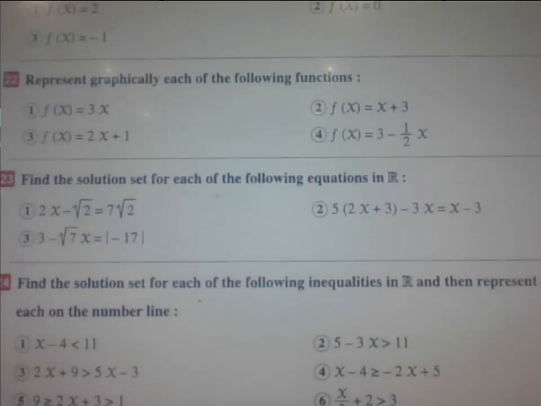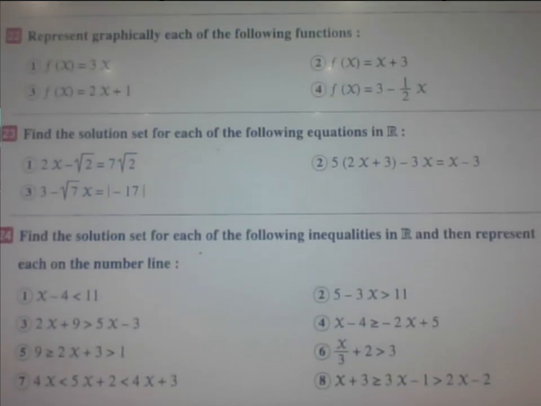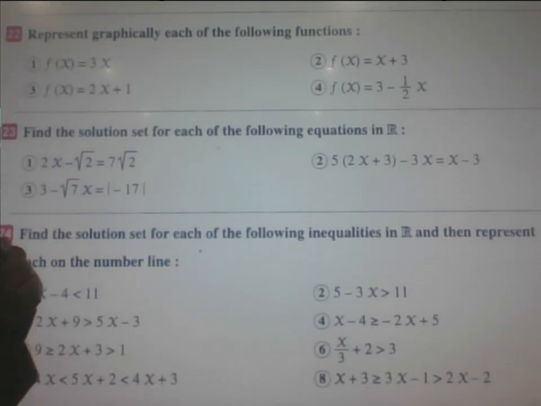Next question. You want to find graphically this function also. Number 2 and number. Okay, I will complete all the questions next time.